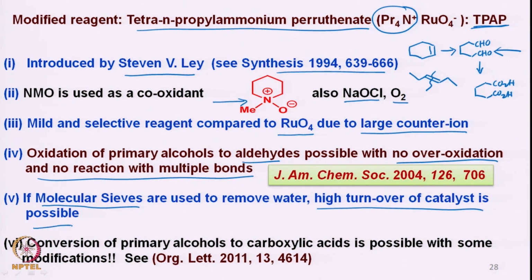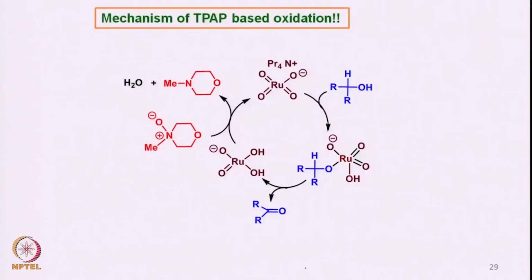Now, of course, with the same reagent system, there are conditions under which primary alcohols can be converted to the corresponding carboxylic acids, but that is not really required here. If one wants to see it, this is the reference that you can check. Now, what is the mechanism of the TPAP based oxidation?